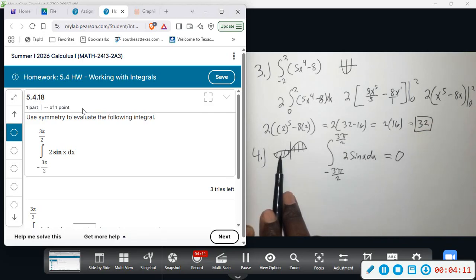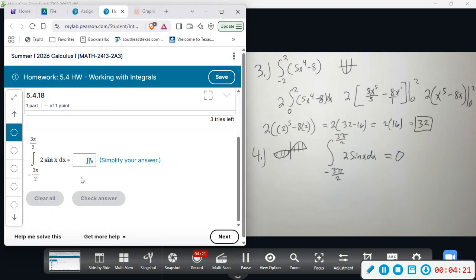The area below is equal to the area above. One is negative, one is positive. We will just get 0. Don't have to do any work if you know that it's odd and you're going from the negative to the positive of that.